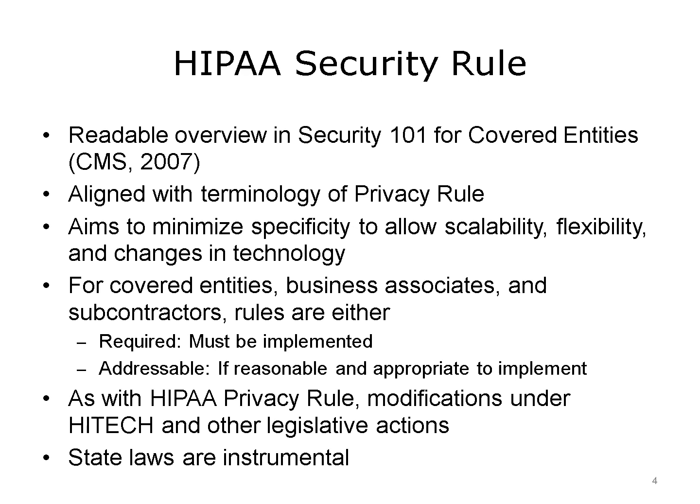The terminology of the HIPAA security rule is aligned with the privacy rule, so that presumably we could identify areas of the security rule that map back to the privacy rule. The HIPAA security rule aims to minimize specificity and to be technology neutral, to allow covered entities scalability, flexibility, and adaptability as technologies change. As such, there are only 13 required implementation specifics. The remainder of the rules are addressable. That is, they concern approaches that may or may not be reasonable for a particular covered entity.